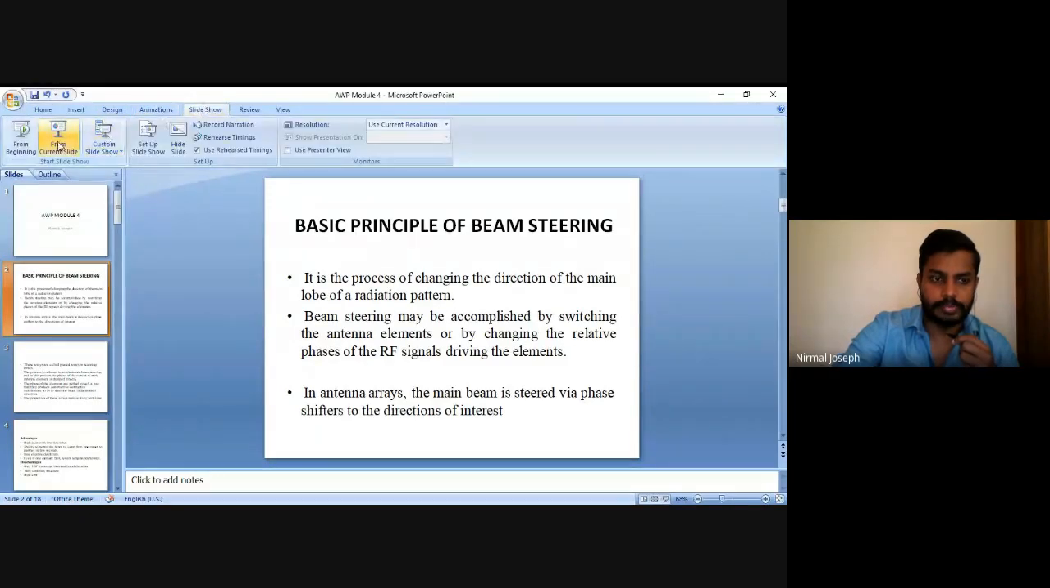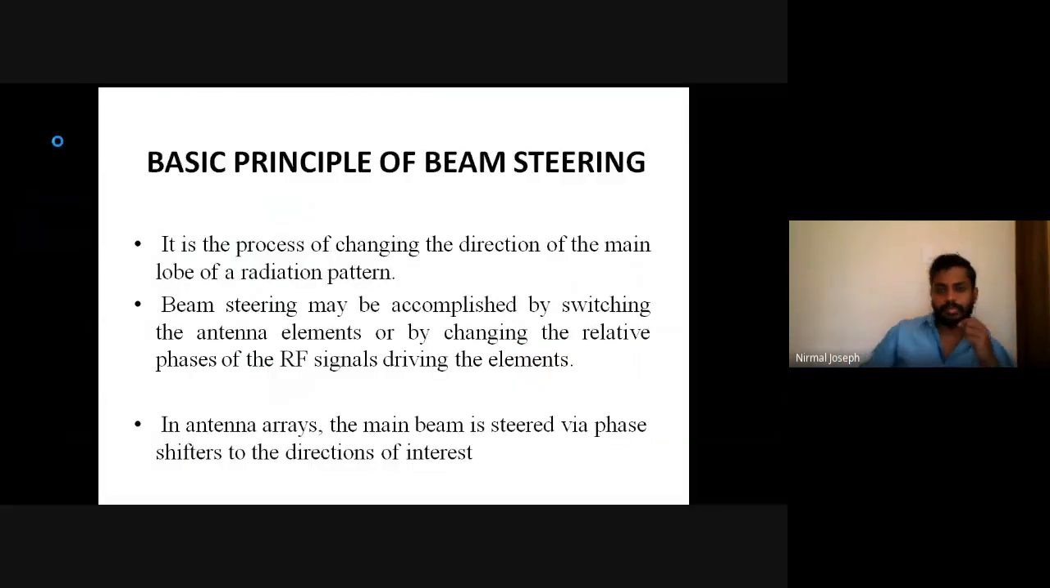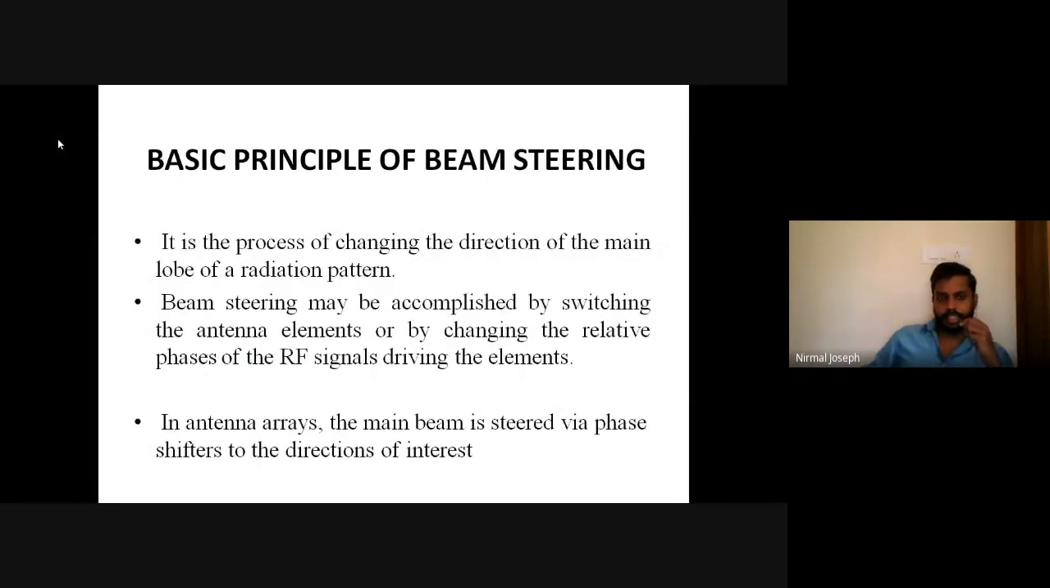So, here the first thing we have to study in the fourth module is the basic principle of beam steering. Okay. So, what is meant by beam steering? Beam steering. The name itself will give you an idea.